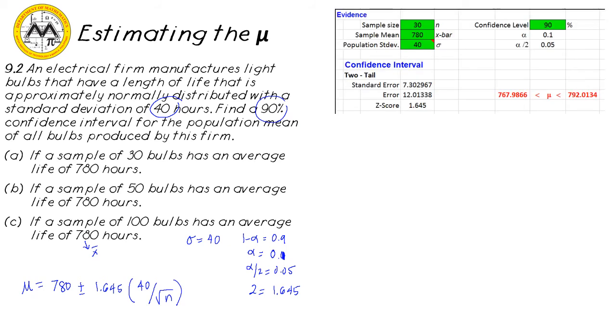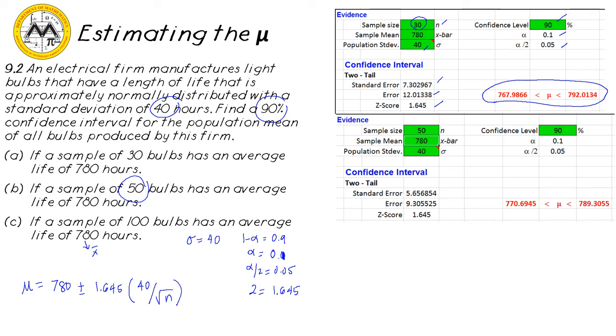If we will be using our Excel sheet confidence interval for one sample and considering for the mean, take note that on the first letter A, n is 30 with 90% confidence interval, so that would be alpha is 0.1 and alpha over 2 is 0.05. That would give us a z value of 1.645. The standard error is 40 over square root of 30, so that would be 7.3. If we multiply 1.645 to that, that would be the error, which is 12.01. So the confidence interval would be 767.99 up to 792.01.